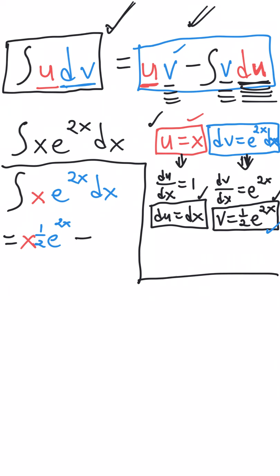Minus the indefinite integral of, back to v, which is again right here. That's 1/2 e to the 2x. And then the final ingredient that we need is du, and du is where? Right down here. Okay, so that's dx.